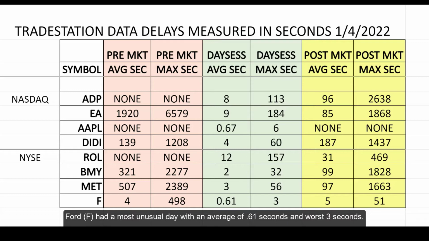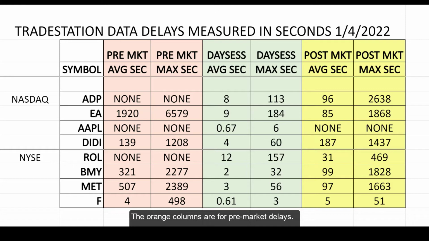Ford had a most unusual day with an average of 0.61 seconds and a worst of 3 seconds. That was because of a spike in volume on a huge up day of over 10% in price. Didi, BMY, and Met had normal days with average delays in the range of 2 to 4 seconds per tick.